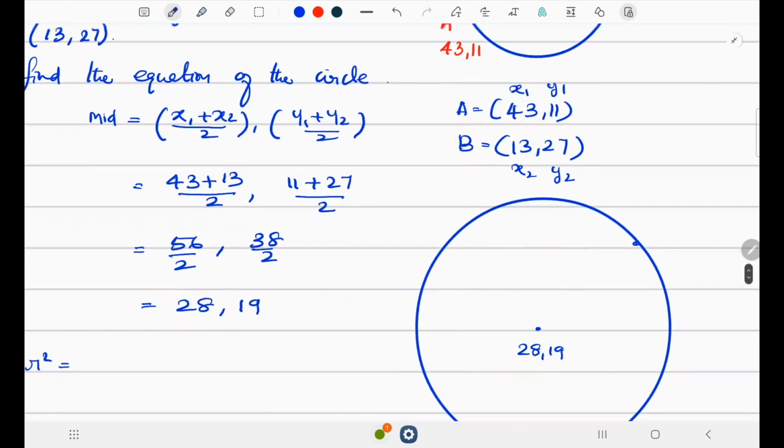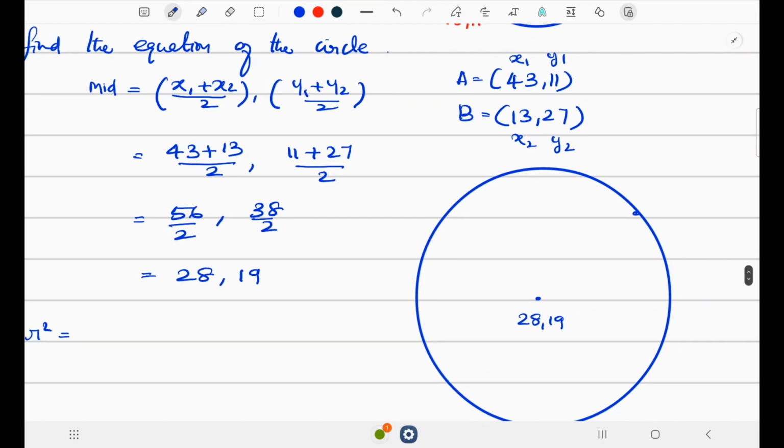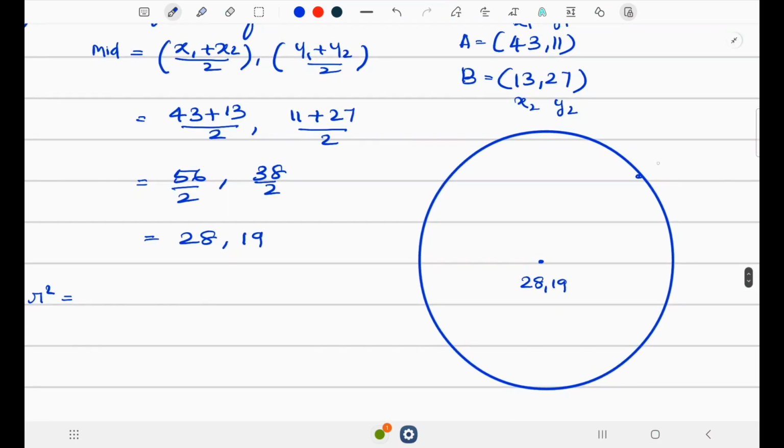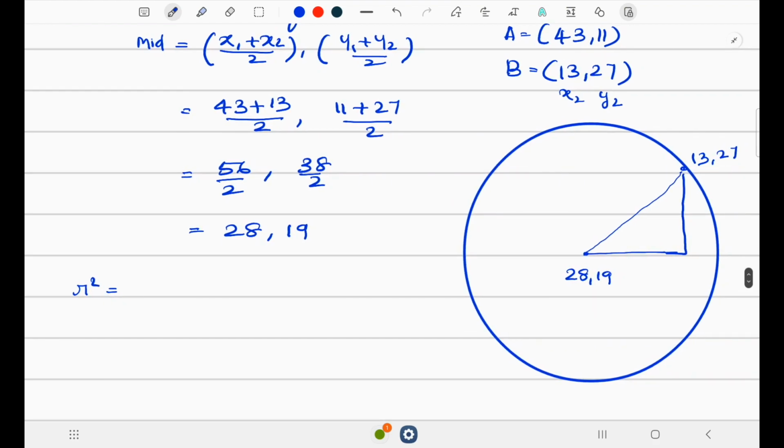And the other point here we have is (13, 27). So we need to find the distance. How to find the distance? r square equals x2 minus x1 the whole square plus y2 minus y1 the whole square.